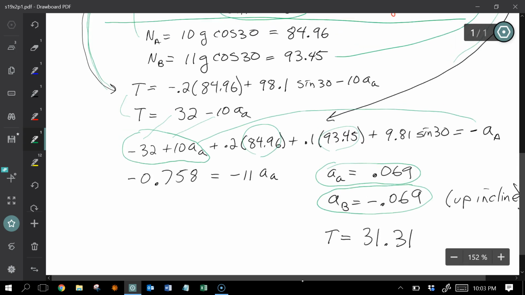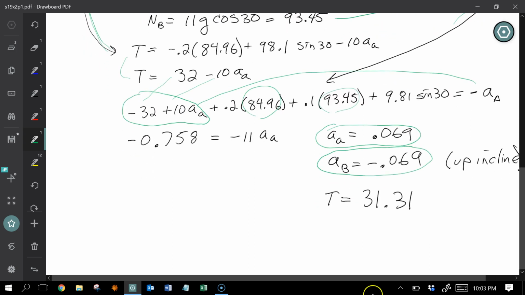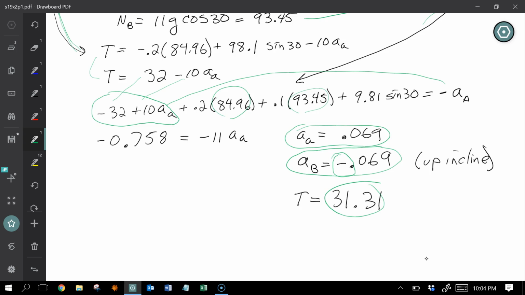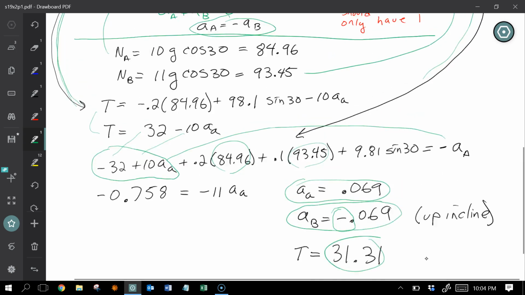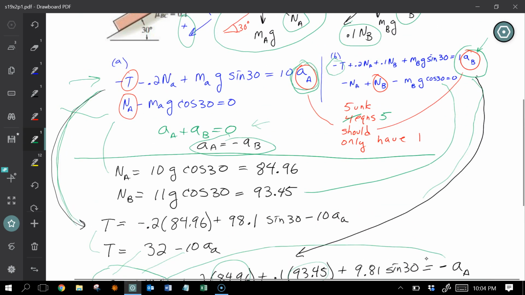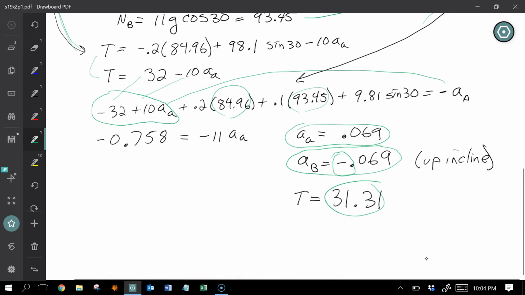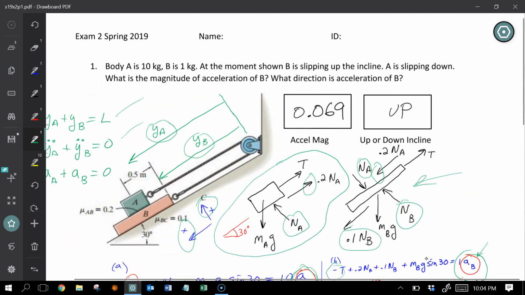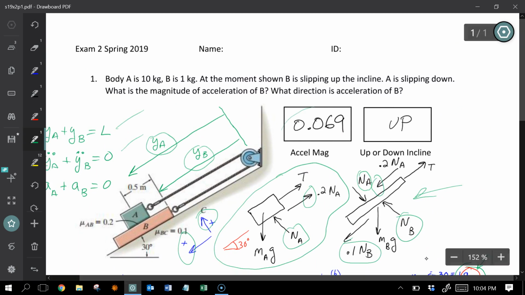It's not asked for, but I went ahead and solved for t anyway, and t is 31.31. Now, the fact that this sign right here is negative tells me that I was wrong about the direction I thought A was going. When I wrote the equations up here, I thought it was going down the incline. The negative says I'm wrong, and so it's therefore going up the incline. So then I just added up here. The magnitude is the absolute value, and it's going up the incline. Okay, that's it for that one.